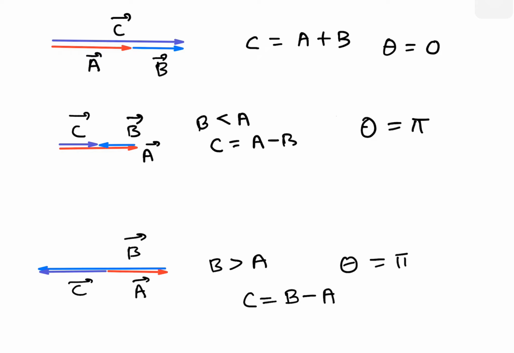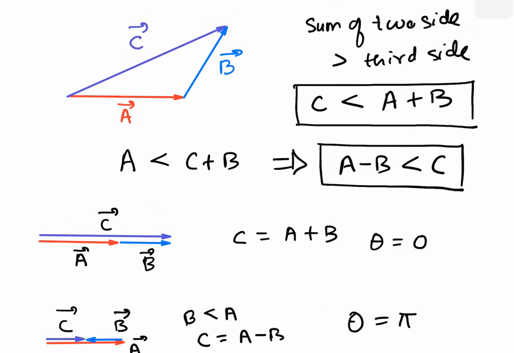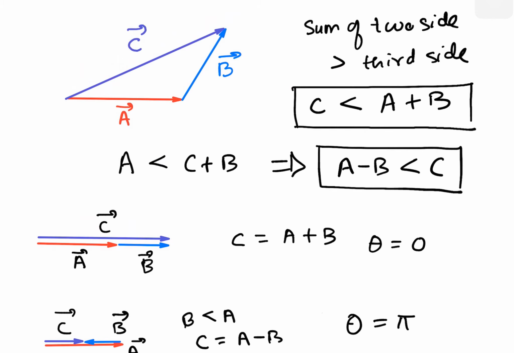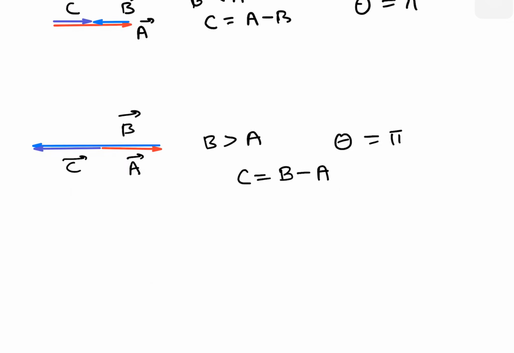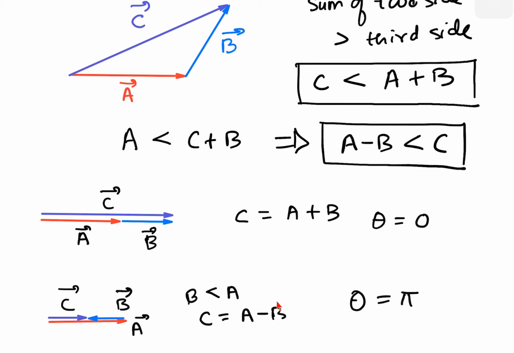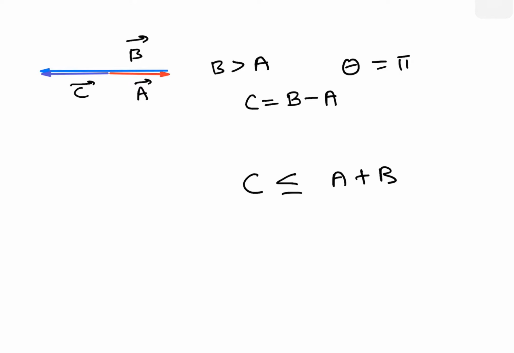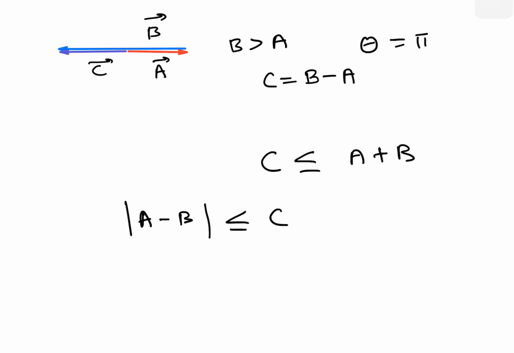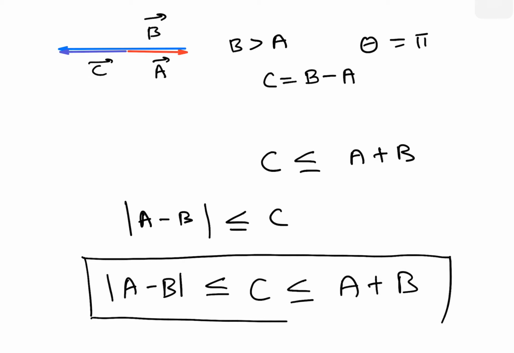So let's combine all that we learned. First we combine this inequality and this equation. So we get C is less than equal to A plus B. Now if we combine this inequality along with this equation, then we get C is greater than equal to A minus B. But if we want to use this equation, then we should put modulus over here. If we combine these two inequalities together, then we get C is less than equal to A plus B and greater than equal to modulus of A minus B. This is the triangle inequality that we have.